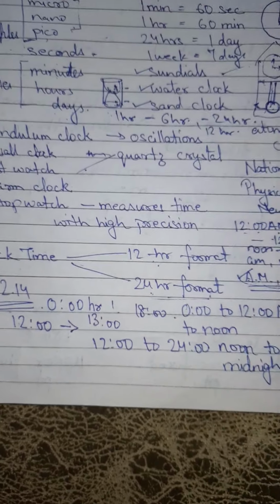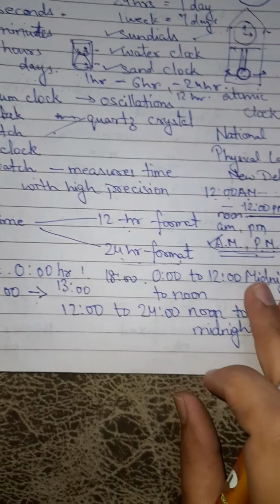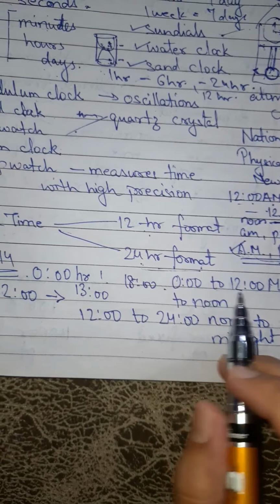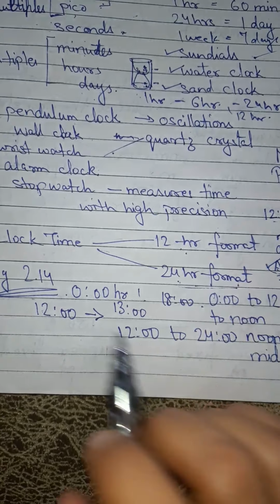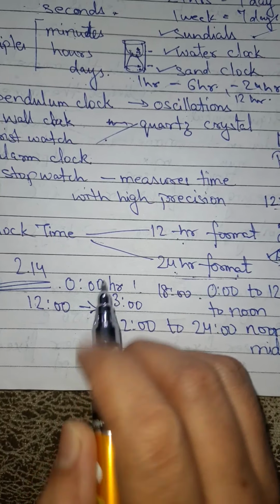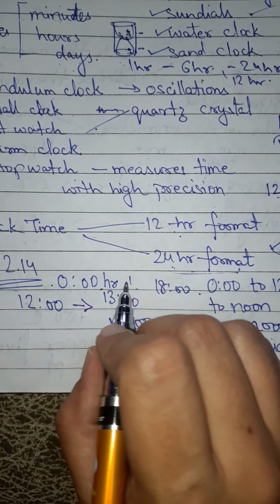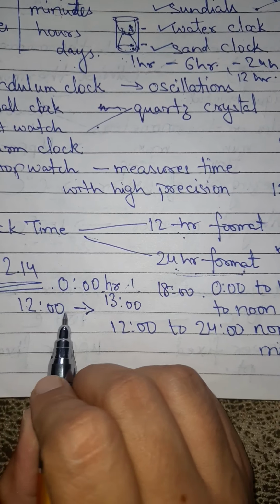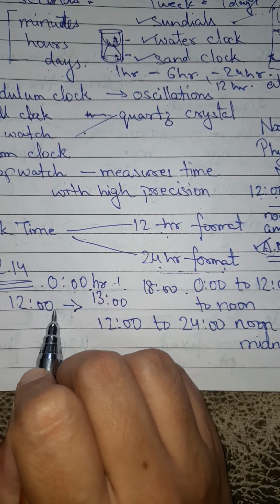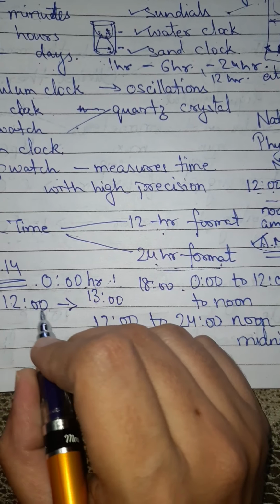Similarly, if it is 3 in the afternoon, then the time will be 3 PM. The 24-hour format clock uses 0 hour as 12 midnight. Then we have 5 AM in the morning, 6 AM, 10 AM, 11 AM, 12 noon. Then we do not use the PM format.